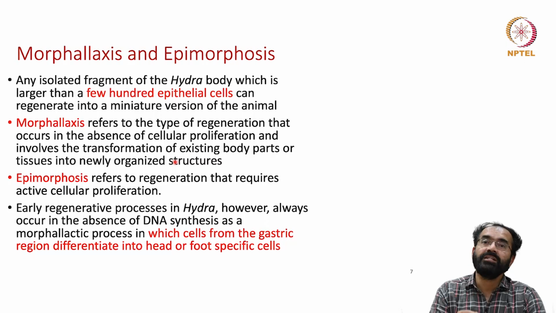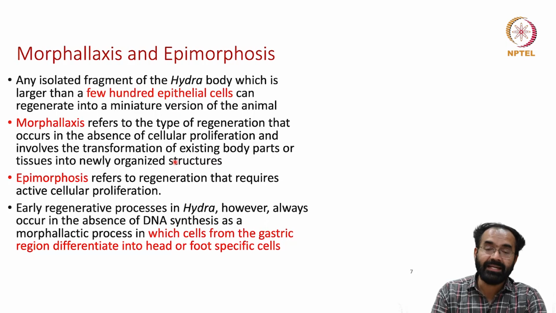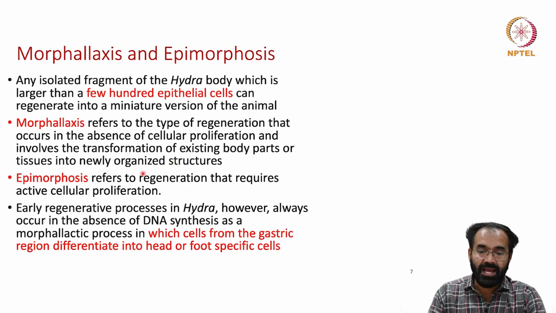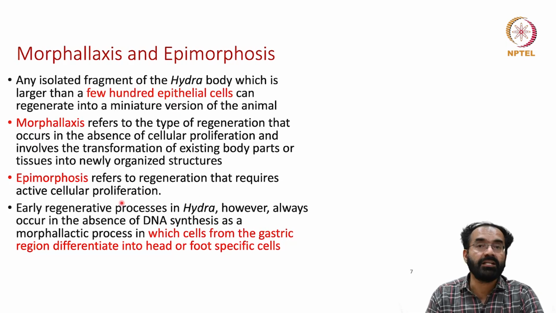This animal, although it is alive, cannot perform the duties or job that a Hydra is supposed to do. In that situation, it now has to increase its size to that of a typical Hydra. How is it possible? By cellular proliferation. So first there is rearrangement by morphallaxis, then you undergo epimorphosis. Epimorphosis refers to regeneration that requires active cell proliferation.